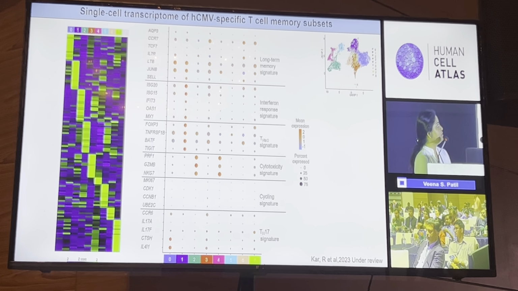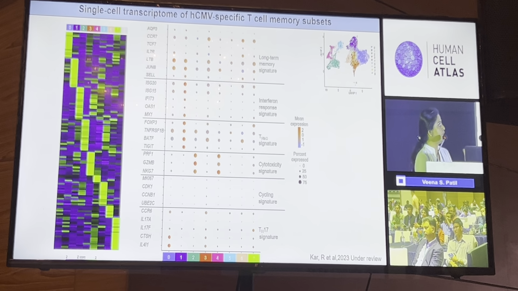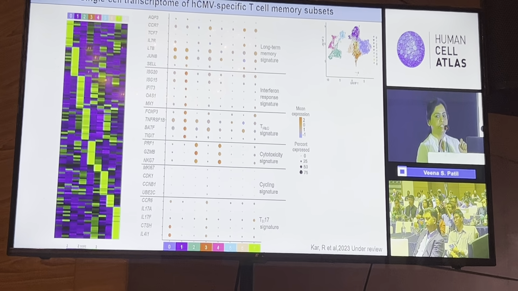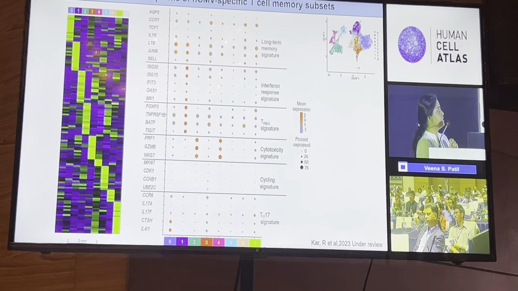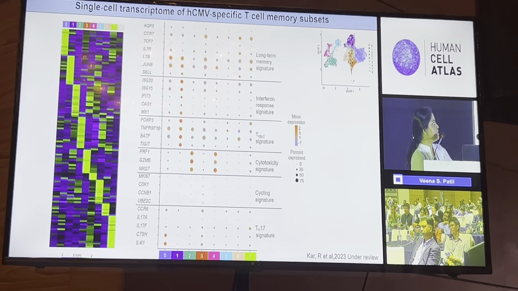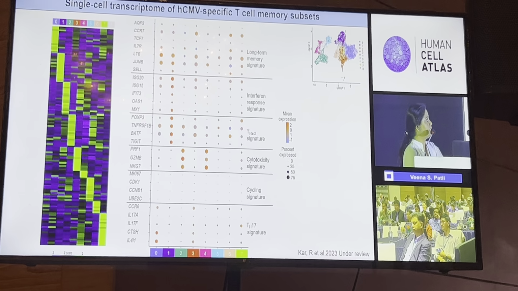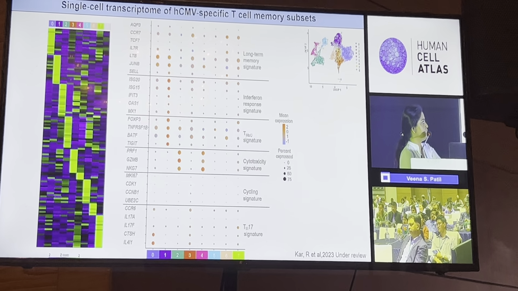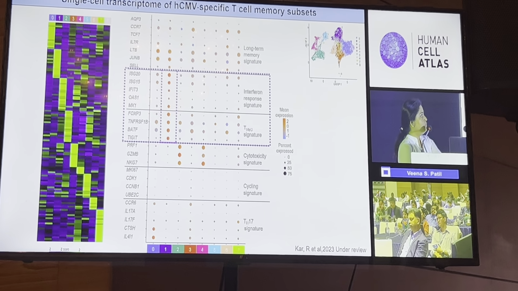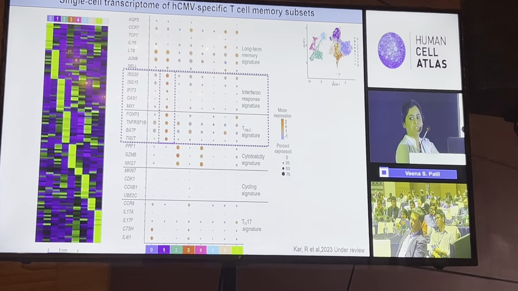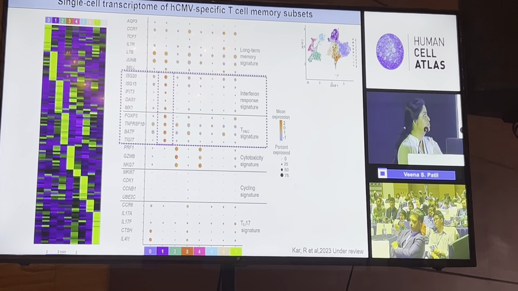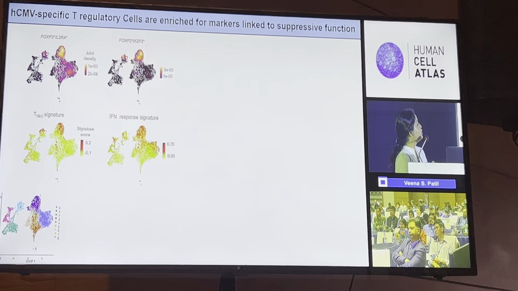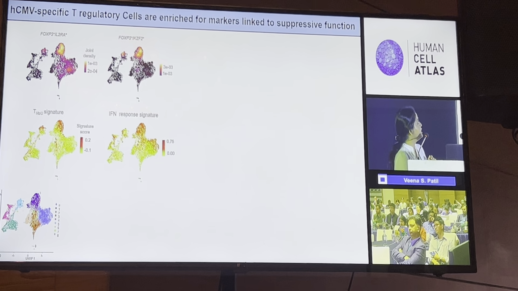We had several clusters which had signatures of long-term memory, and also we had a cluster which had the cycling cells, a very small portion of the cells. And we had, interestingly, a cluster which had an interferon response signature, and a cluster that was showing T regulatory signatures, and the cytotoxic, that is the CTL clusters. So, very interestingly, the Treg cluster coincided with the interferon response signature. If we look further into that cluster, you see that the co-expression of the Treg-specific markers shows that this is indeed a Treg cluster.